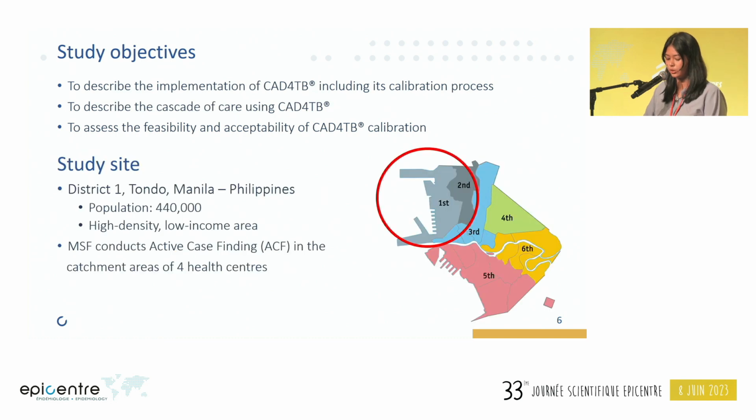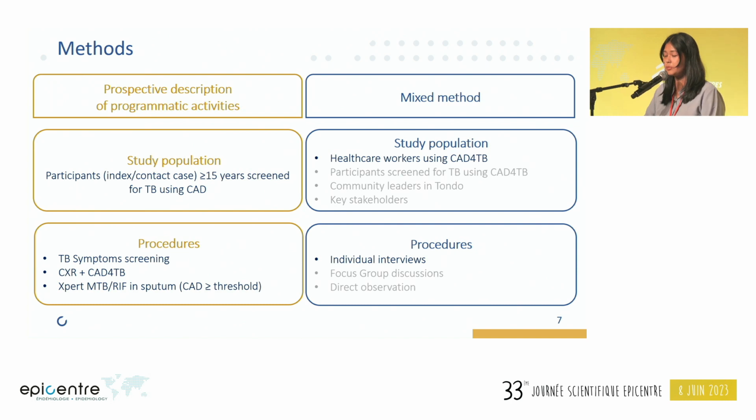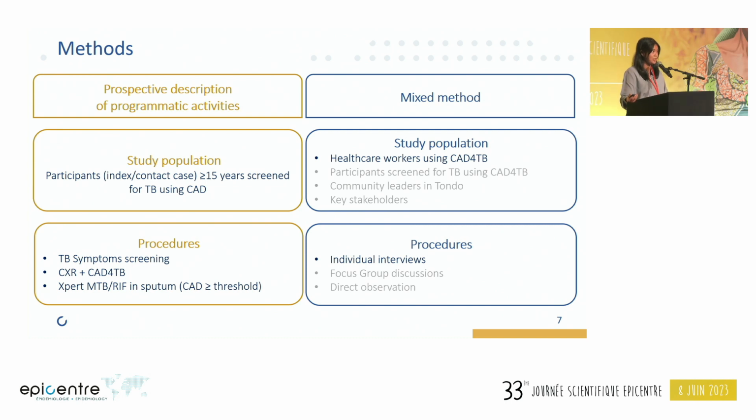So the study site is in Tondo, District 1 in Manila, Philippines. This is a high-density, low-income area, and a third of the population are extremely poor. Here, MSF conducts active case finding in the catchment areas of 4 local health centers. So we conducted a prospective description of programmatic activity using mixed methods. So for the quantitative aspect, which is what I'll discuss, we studied participants 15 years old and above through TB symptom screening, chest X-ray coupled with CAD, and also GeneXpert testing for those with a CAD score above the threshold. For the qualitative part, we interviewed healthcare workers who use CAD through individual interviews, and more details on this will be given later in the second part.